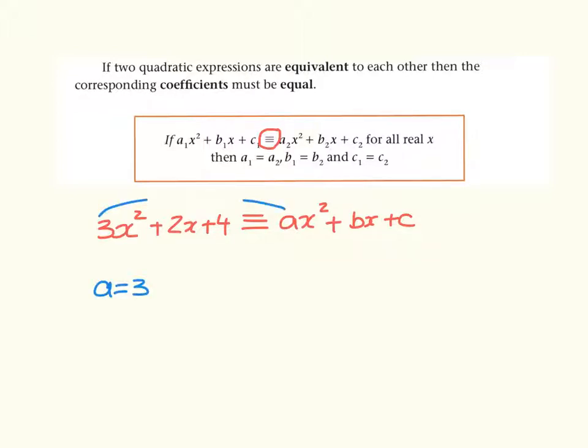So that means a must be 3, b must be 2, because the coefficient of x on either side is 2, and c must be 4. So when we have quadratic identities, so things that are identical to each other, the coefficients of each of the terms are equal, and that's the basis. As soon as you see the three equal signs, the three horizontal lines, you know that you're talking about two expressions where the coefficients are equal.